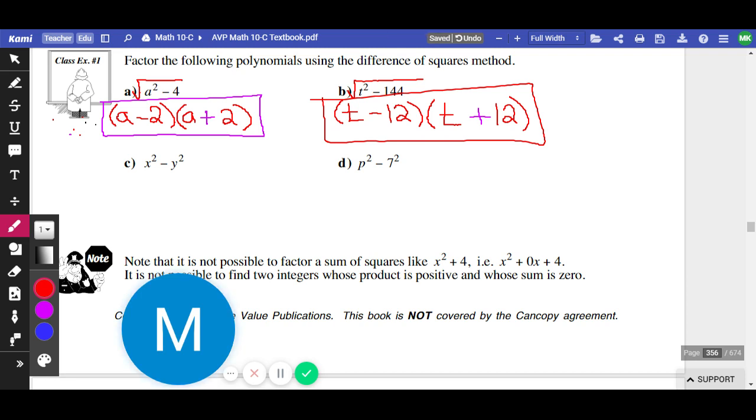Okay, let's do 2 more. So we look at C. You have x squared minus y squared. It's a subtraction. X squared can be square rooted. Y squared can be square rooted. There's not even any numbers in this question, but I could definitely still use difference of squares because it followed my rules: subtraction, square rootable, square rootable. So if I square root the whole thing, it gives me x minus y, x plus y.